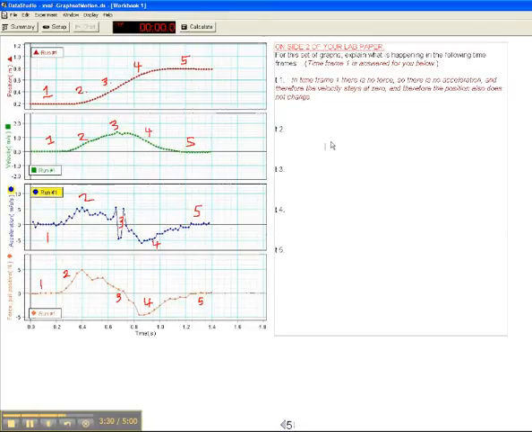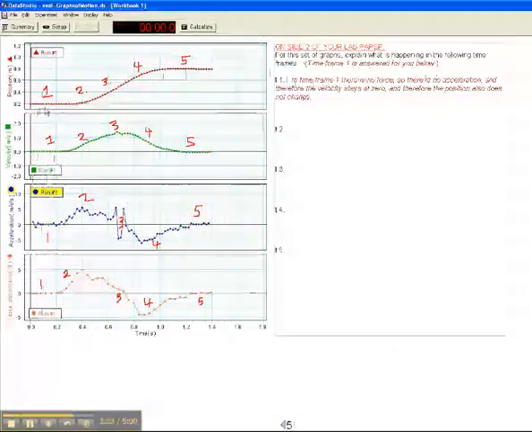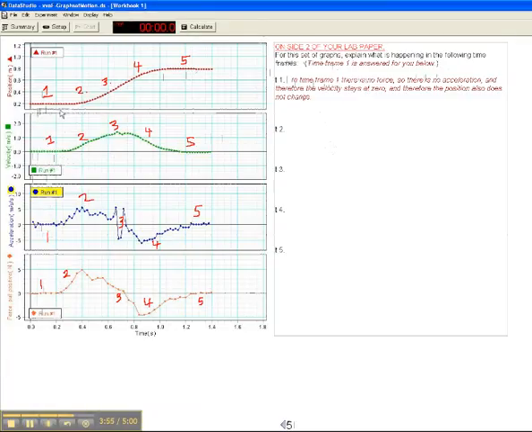On this page, this is side 2 of your lab paper. It says, for this set of graphs, explain what is happening in the following time frames. So instead of looking at each graph individually, we're going to look at time frames. So this is time frame 1, and it says in time frame 1 there is no force. So there is no acceleration, and therefore the velocity stays at 0, and therefore the position also does not change.